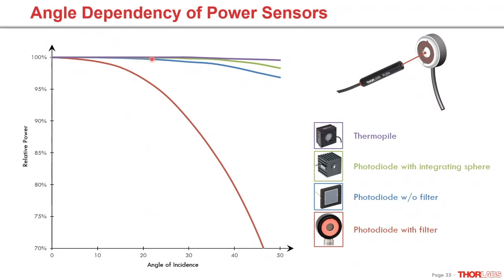Photodiodes without filter work well up to ±20 degrees. But here you have to take care if the photodiode is protected by a glass window. This can also decrease the acceptance for angles of incidence. Photodiodes with filters should be limited to a ±5% working range.